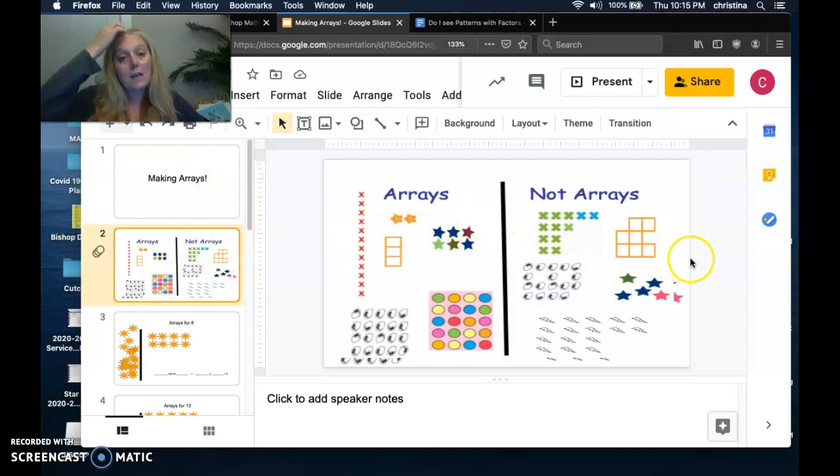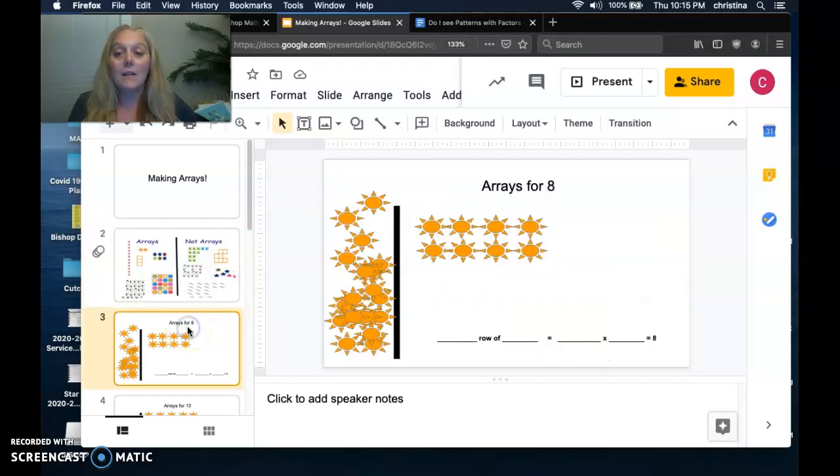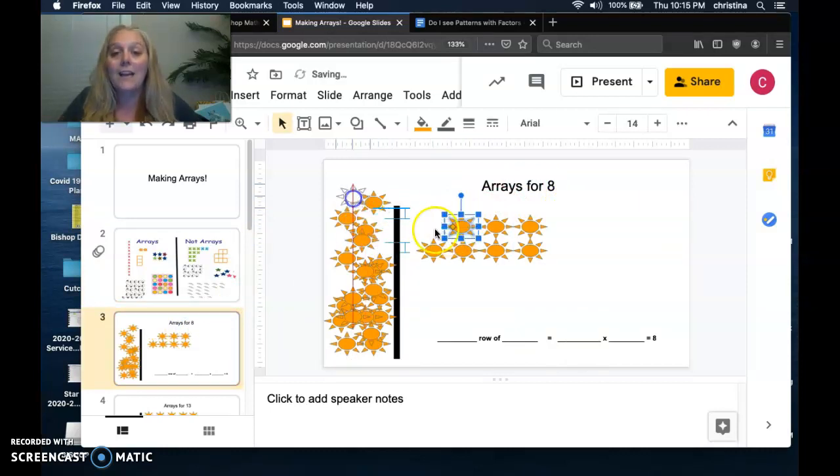If we look at this slide, we see that arrays look like this and not arrays look like this. Arrays are a single square or rectangle. They have equal rows and equal columns, and that's how you know you have an array. Arrays do not have items missing in the rectangle or square, and they are not random like these stars right here. They're always in an organized rectangle or square. And the way they help us determine the factors of any number is because they show us what we can multiply to get our number.